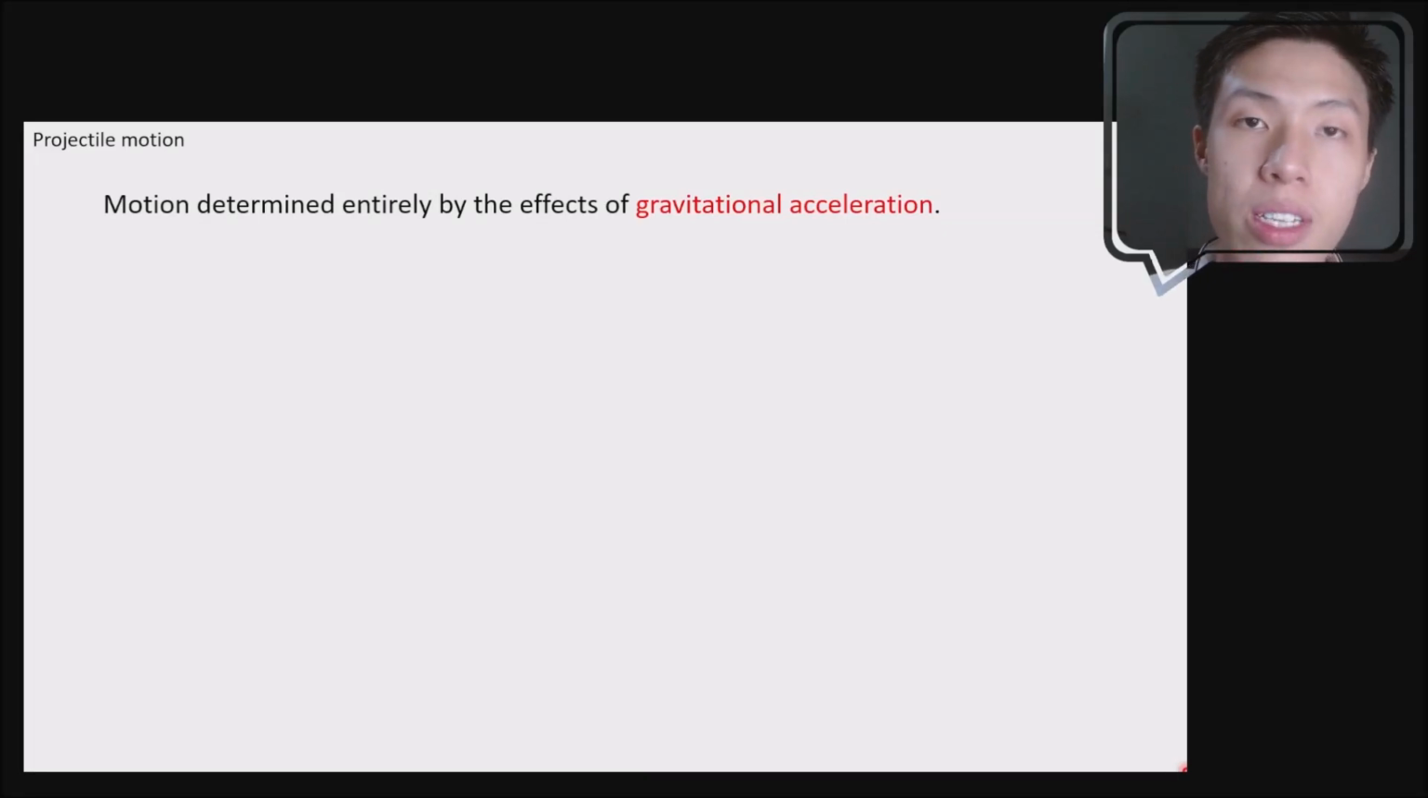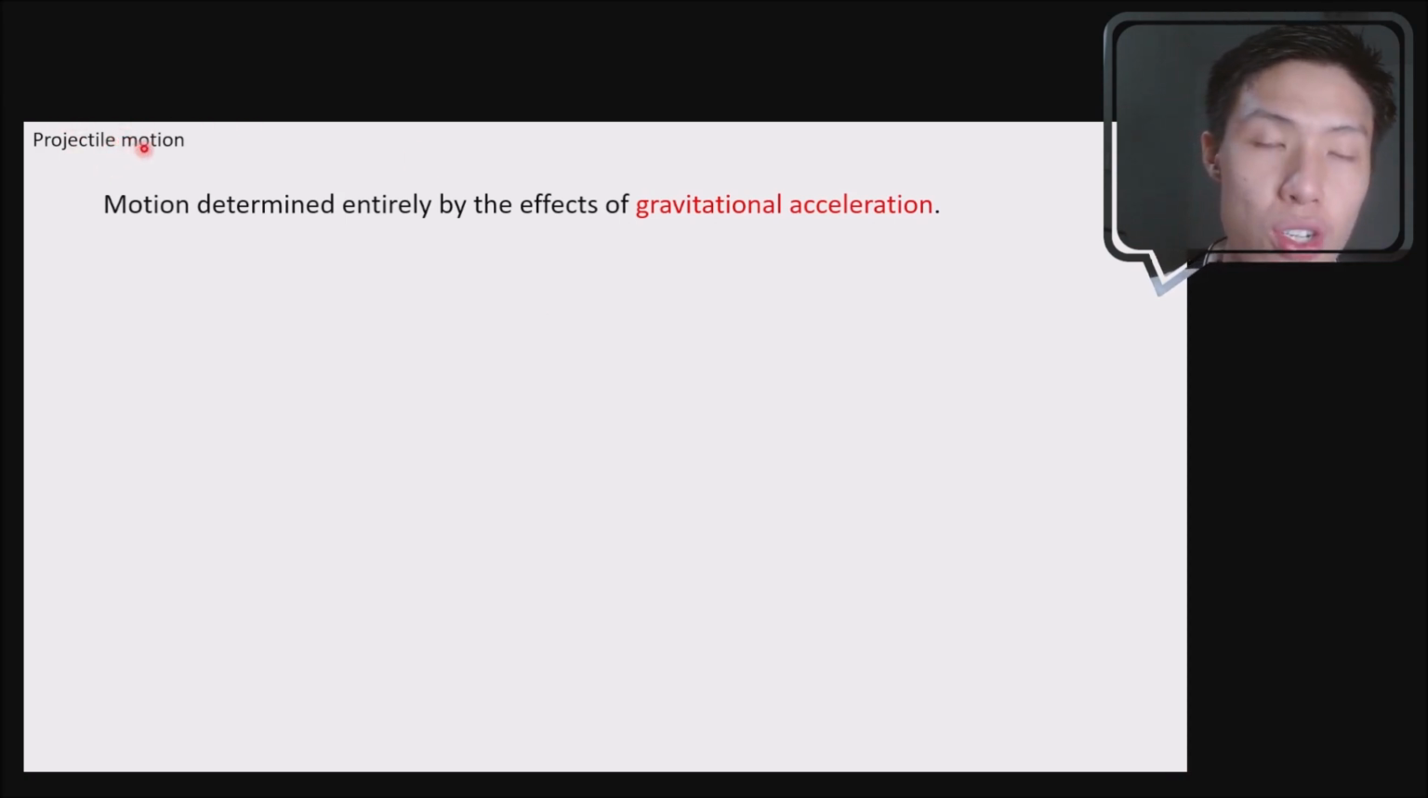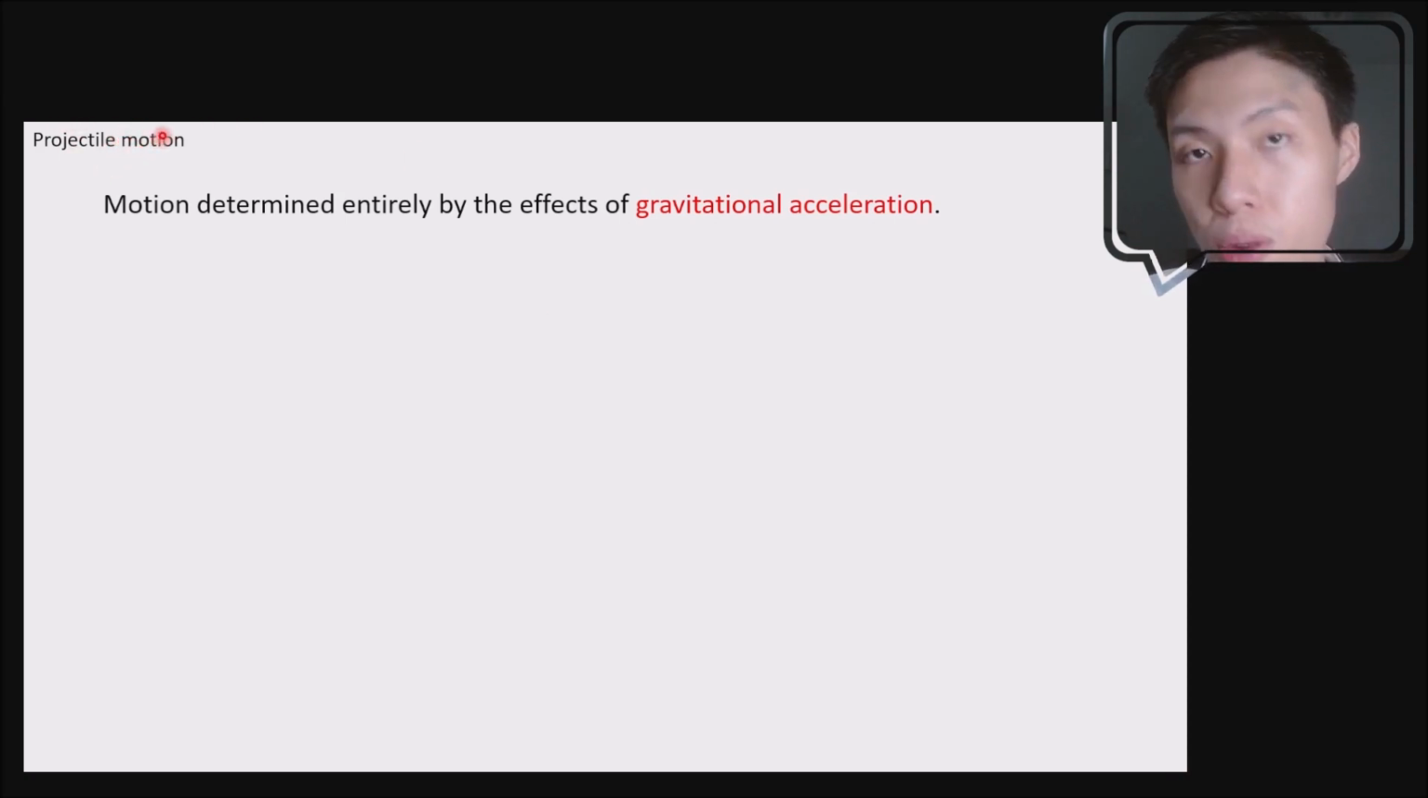Now that we have already discussed uniformly accelerated motion, let's move on to talk about projectile motion. Projectile motion is sort of like a continuation from uniformly accelerated motion, because one of the components of this projectile motion will also be moving with uniformly accelerated motion. But let's study it deeper. Projectile motion is a motion that is determined entirely by the effects of gravitational acceleration.